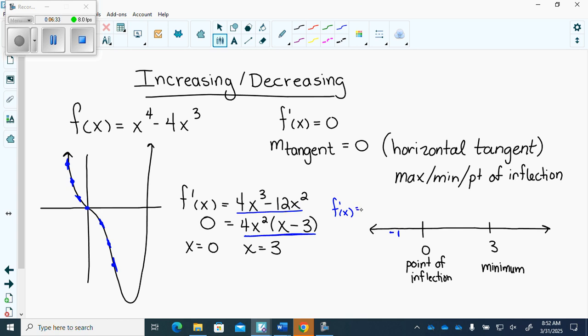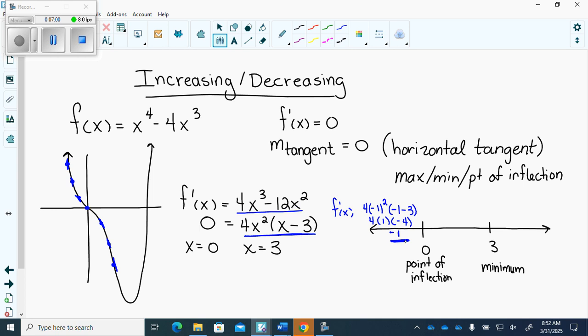So we're going to get 4 times, it's just here. So we go 4 times negative 1 squared, and then negative 1 minus 3. So I'm going to get 4 times 1 times negative 4. And what do I end up with? A positive or negative number? Negative. So when I plug in negative 1, I get a negative here.